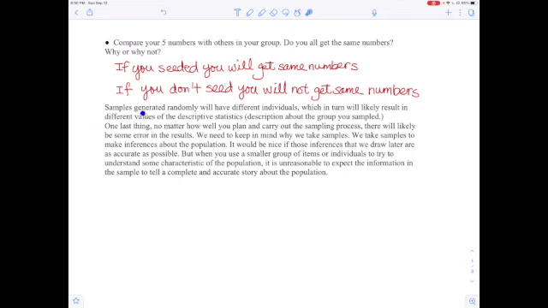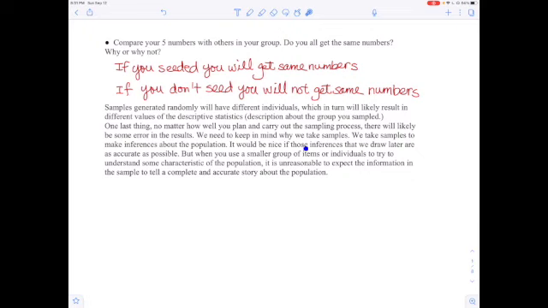It says, samples generated randomly will have different individuals, which in turn will likely result in different values of the descriptive statistics, which describe the group you sampled. One last thing, no matter how well you plan and carry out the sampling process, there will likely be some errors in the results. We need to keep in mind why we take samples. We take samples to make inferences about the population.